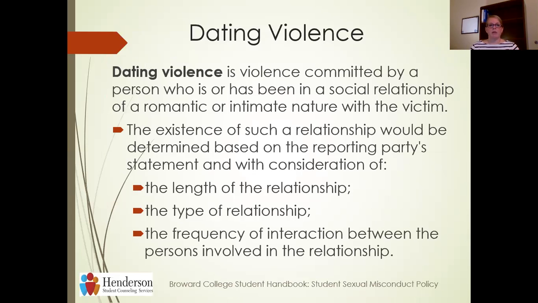Dating violence is committed by a person who is or has been in a social relationship of a romantic or intimate nature with the victim. The existence of such a relationship would be determined based on the reporting party's statement and with consideration of one, the length of the relationship, two, the type of relationship, and three, the frequency of interaction between the persons involved in the relationship.